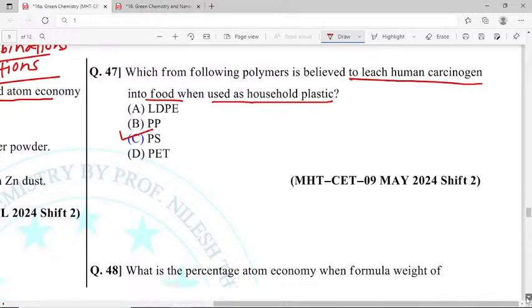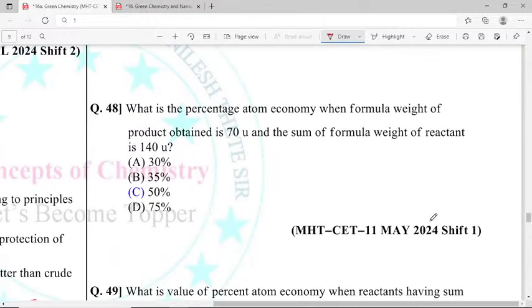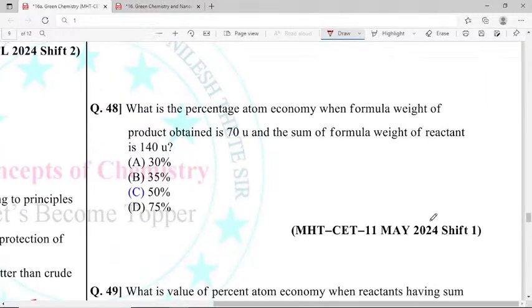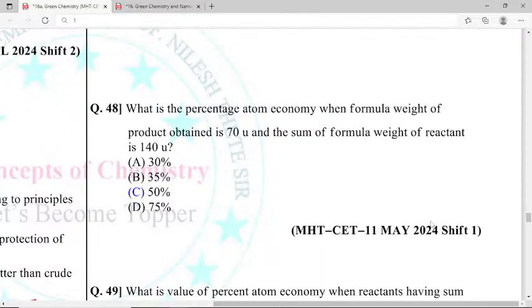What is the percent atom economy when the formula weight of the product is 70? So what is your answer? What is your calculation? 70 divided by the formula weight of the reactant 140, multiply by 100, and we will get the answer. The 0 gets cancelled, so this is 1 by 2 into 100. So how much value came? It is 50%.